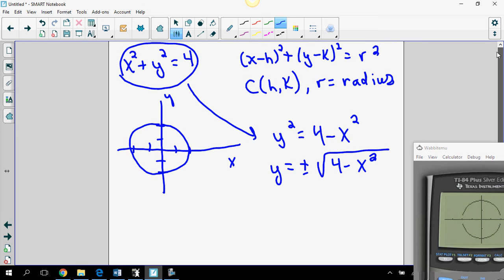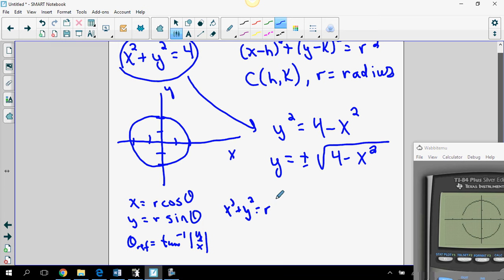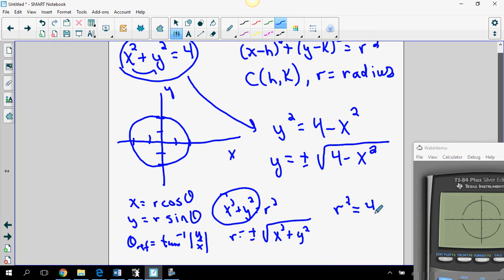Now, there's other ways to plot points, but there's a similar equation. All you have to remember is x = r cos θ, y = r sin θ, θ ref = inverse tangent of the absolute value of y over x, x² + y² = r², r = plus or minus the square root of x² + y². Oh, x² + y² is r² equals 4. Therefore, r equals plus or minus 2.